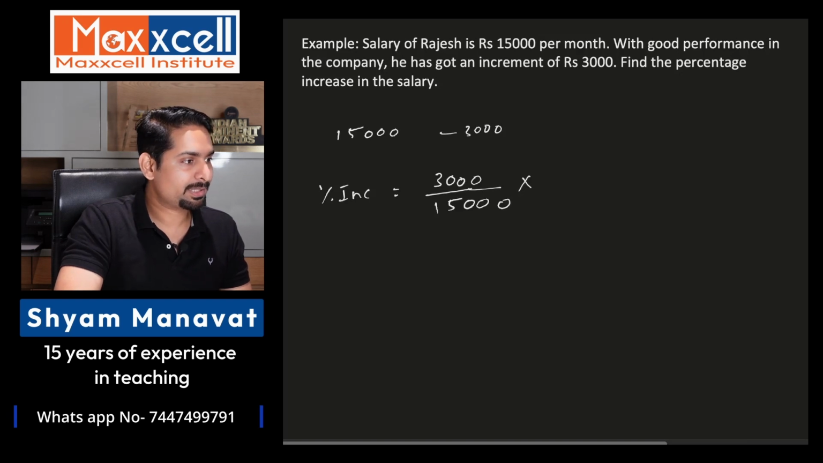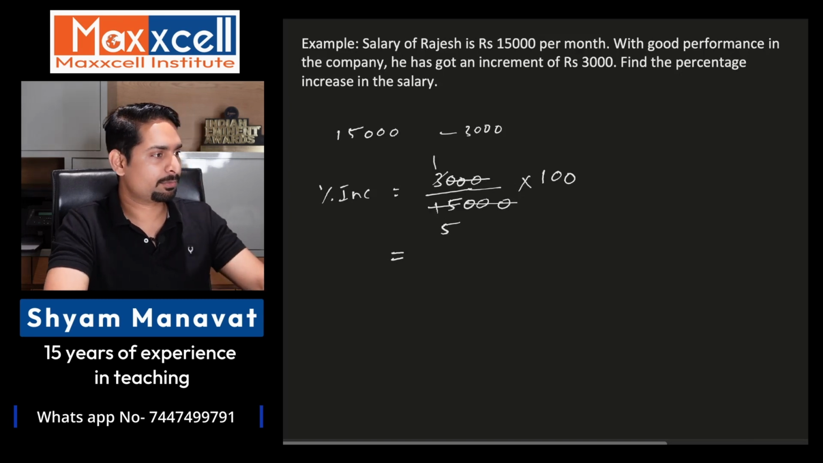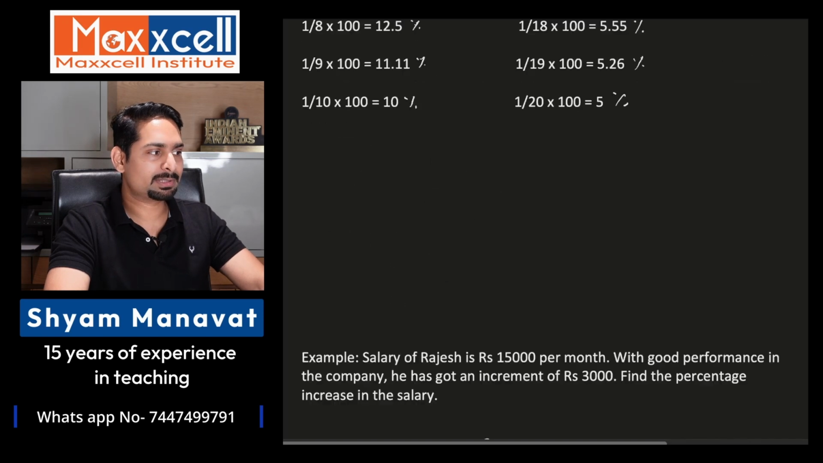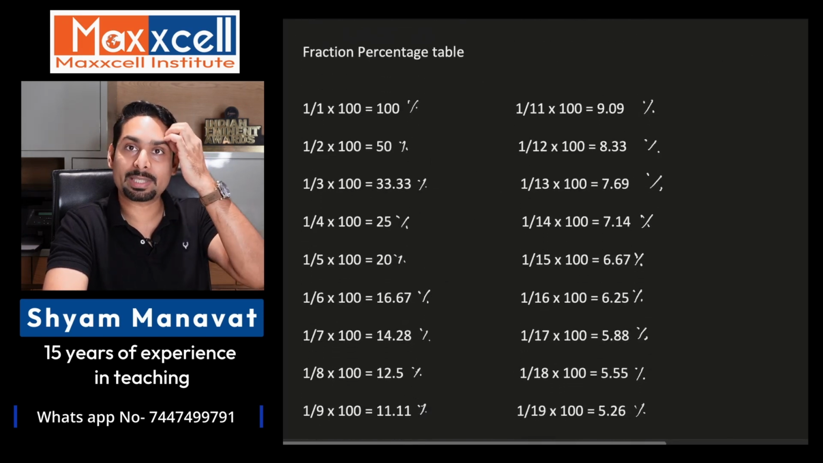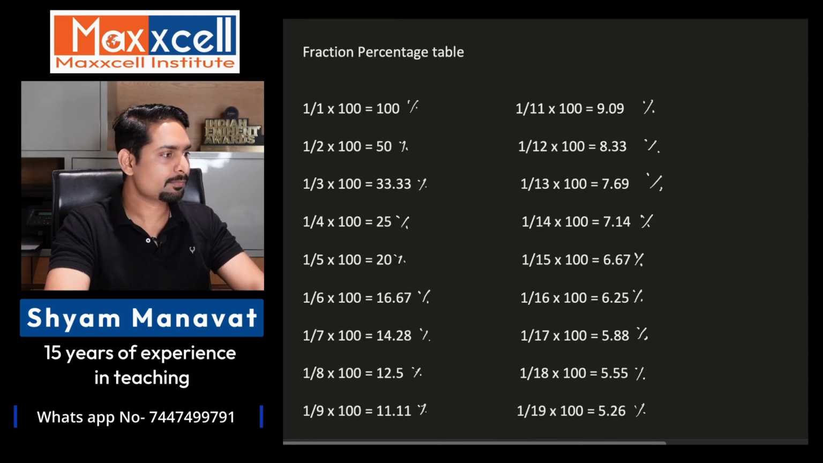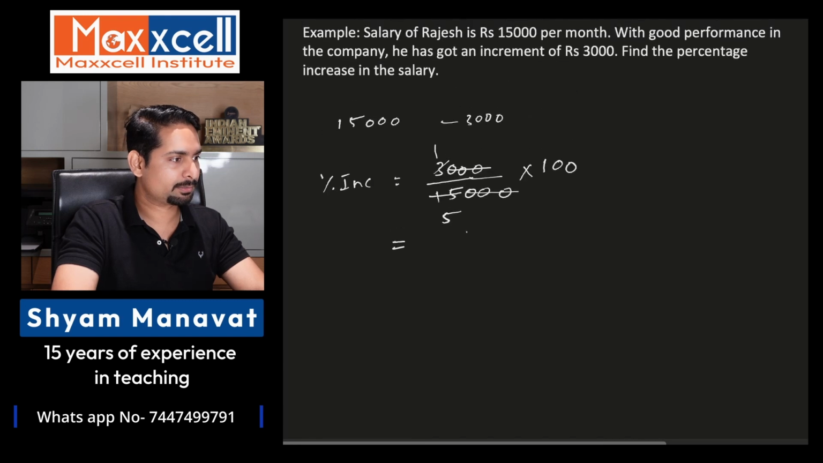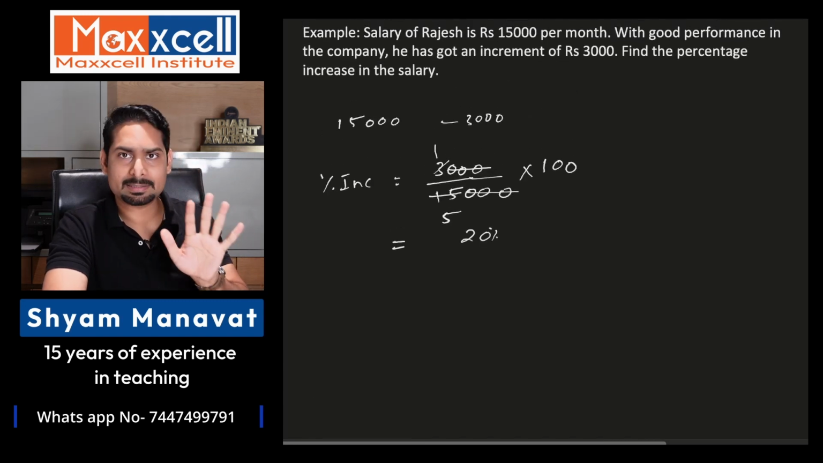Alright, so simplify this to calculate percentage. You cancel out zeros here. Okay, this is 1 and this is what? 3 5s are 15. So 1 upon 5 into 100 is going to give you... Now, if you remember this, you can quickly say, okay, this is 20%. 1 upon 5 is going to get you 20%. Okay, so this must be easy, clear, simple.